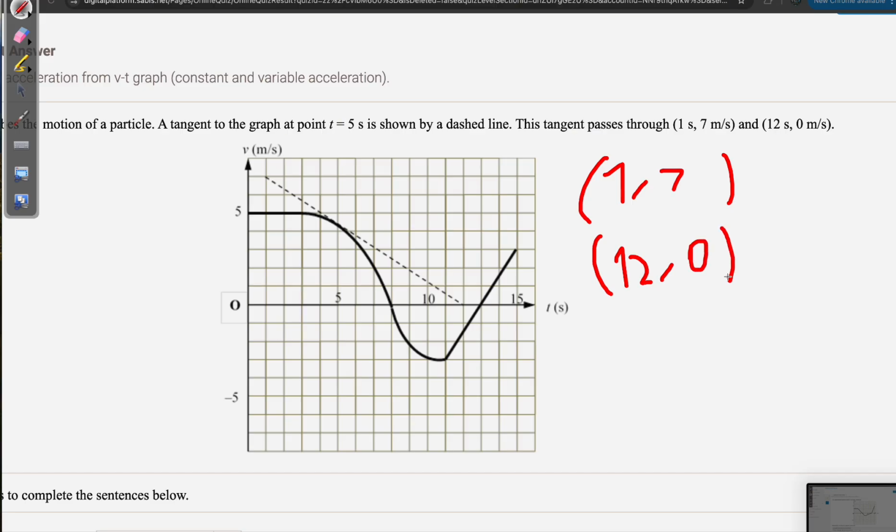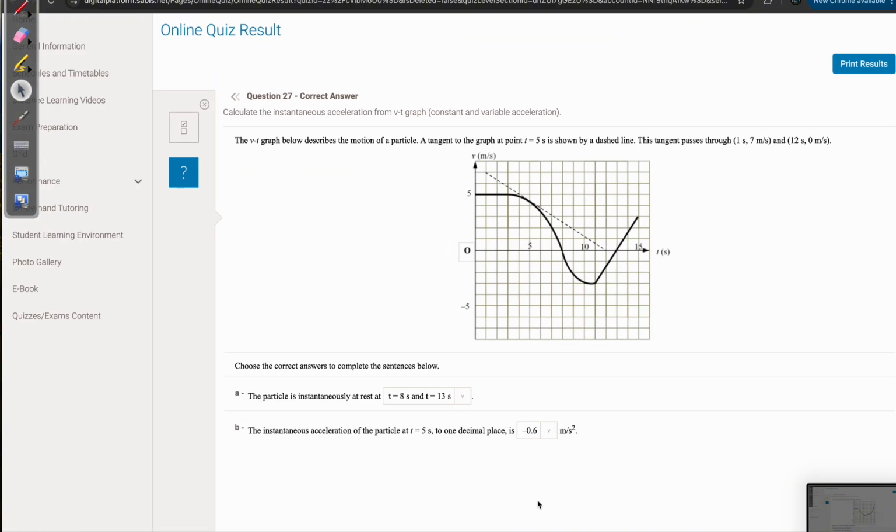Okay, that's nice. And then we're just going to do the slope equation. y2 minus y1 over x2 minus x1. 7 over negative 11. Let me just plug it into the calculator. 7 divided by negative 11, put it on the fraction, 7 over negative 11, negative 0.63, which is correct because they wanted 1 decimal place.